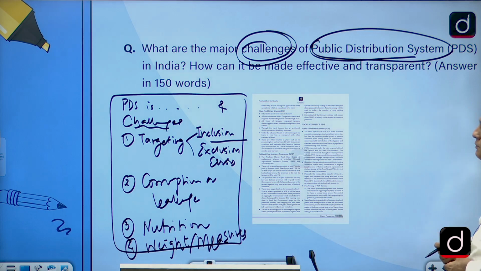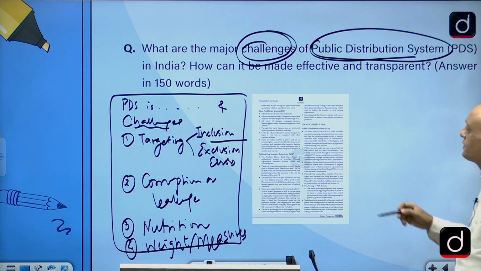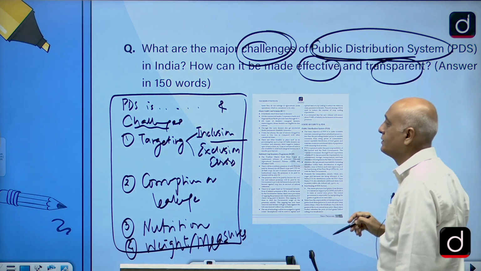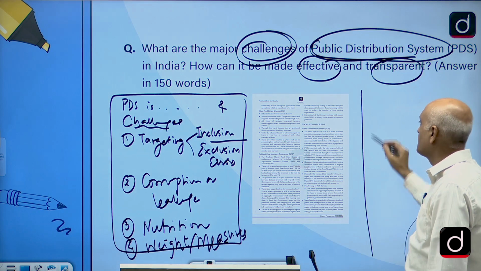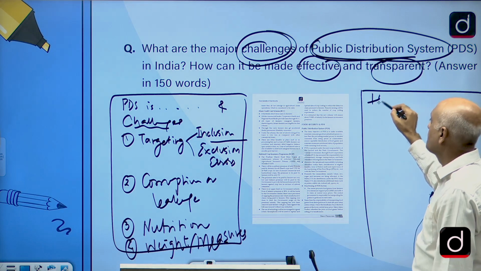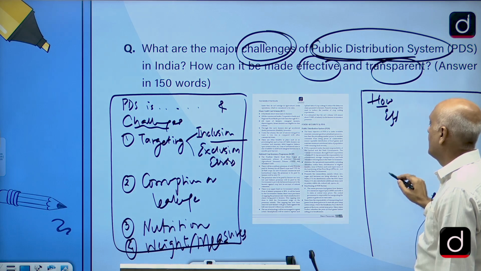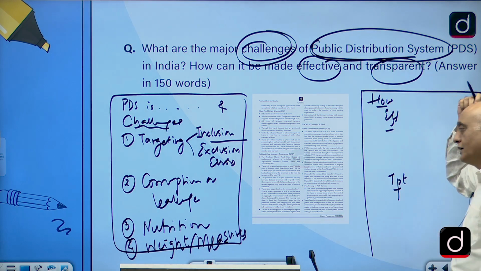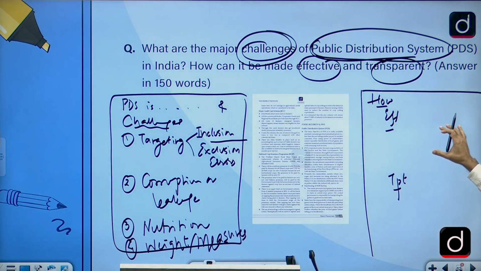Now, the second part of the question is, how can it be made effective? Two words are here: effective, and second, transparent. In the second part of the question, you have to explain how, first for effectiveness and the other for transparency. These are the two paragraphs you have to write. A few points or one good paragraph, one big paragraph can cover all the points.